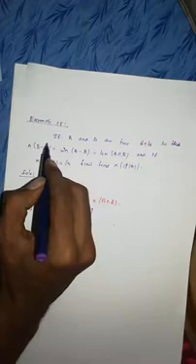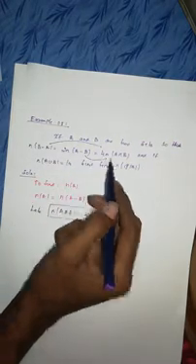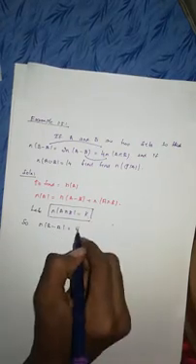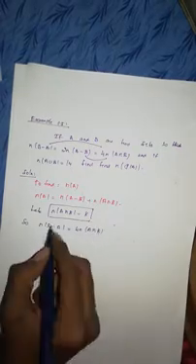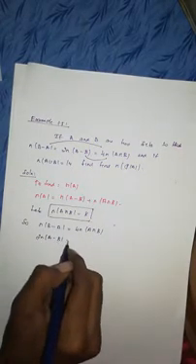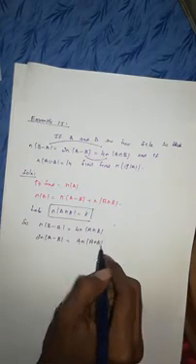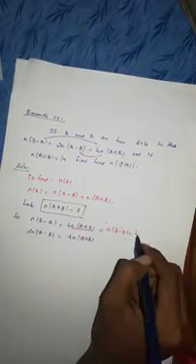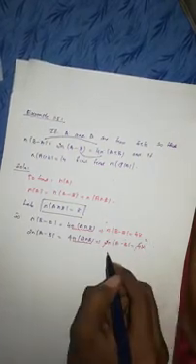Since these three are equal, this one is equal to this and this one is equal to this. So n of B minus A is equal to 4n of A intersection B, and 2n of A minus B is equal to 4n of A intersection B. Since n of A intersection B is K, n of B minus A is equal to 4K, and 2n of A minus B is equal to 4K. So n of A minus B is 2K.